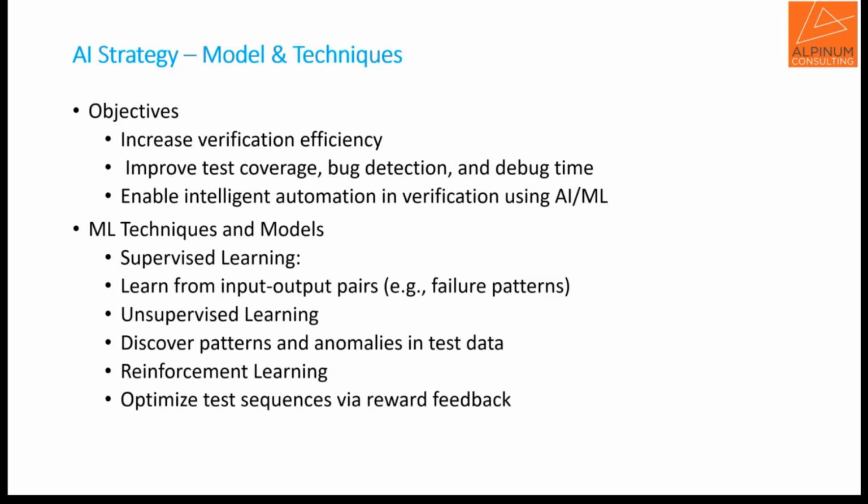So I'll finish off here. The objectives really are to increase verification efficiency, improve test coverage, improve bug detection, and reduce debug time as well, by providing information about the types of failures that are in there. We're using supervised learning, learning from input and output pairs and looking at failure patterns. We've used unsupervised learning and reinforcement learning, and optimize test sequences via reward feedback. So we tried all these different techniques.